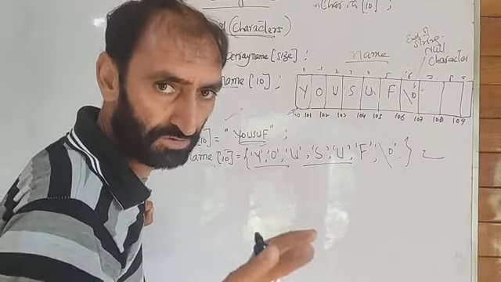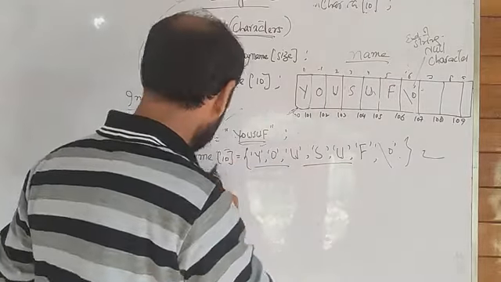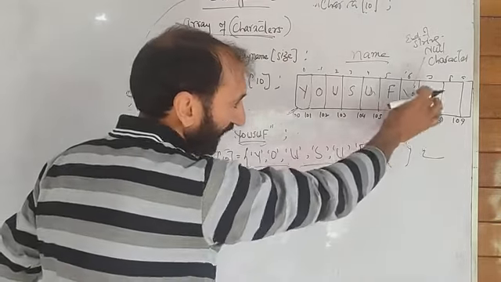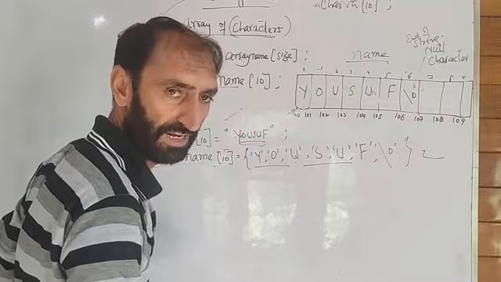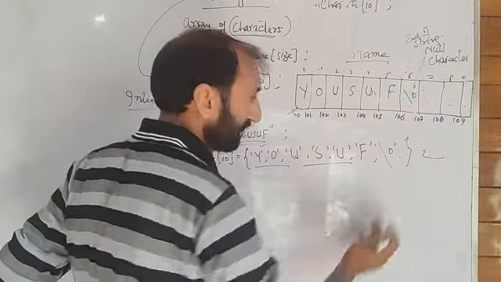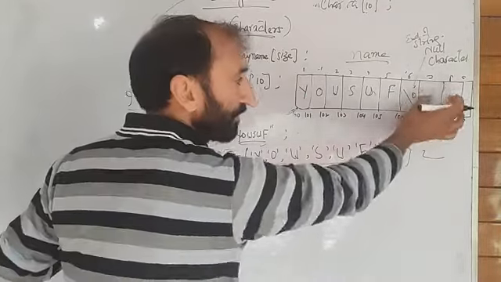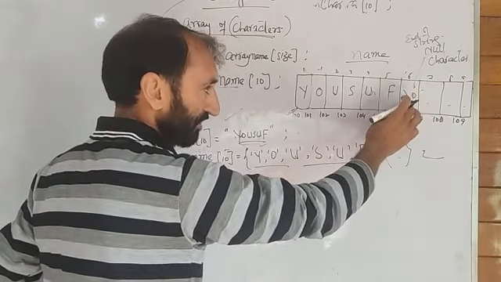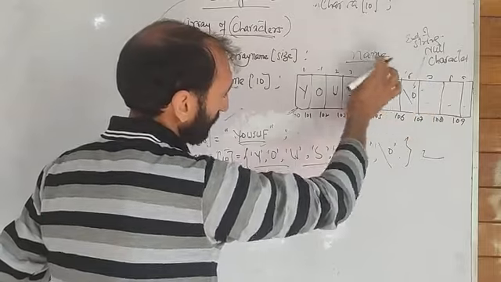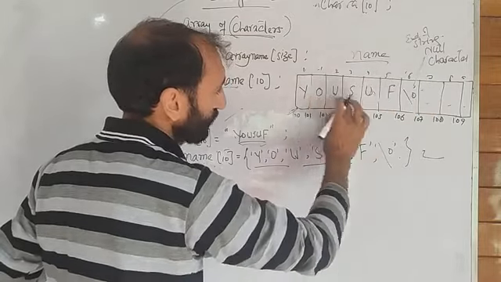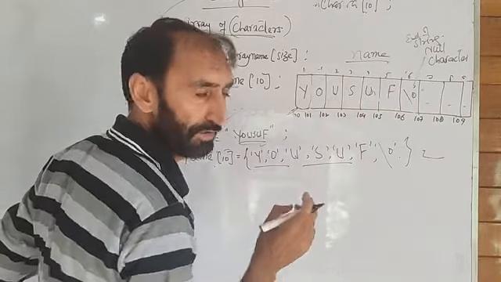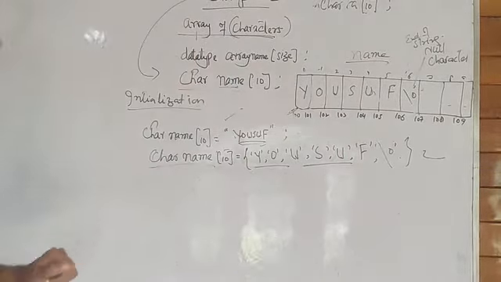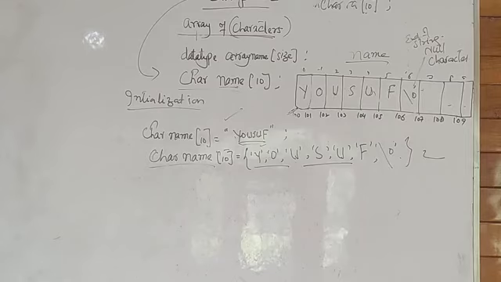In case of this character-by-character initialization, it is mandatory for me to put the null character at the end. The rest of the spaces contain some garbage value. When printf encounters the null character, it considers it the end of the string, and only Yousuf will get printed. The rest of these spaces contain some garbage value.